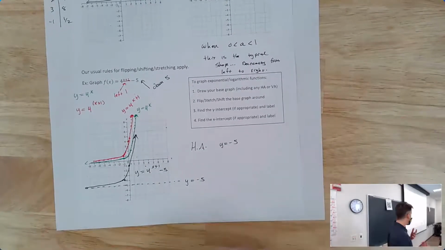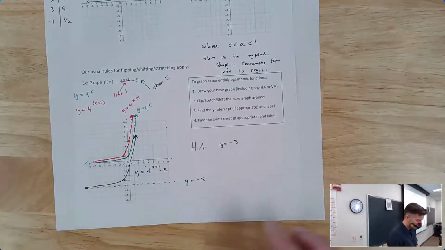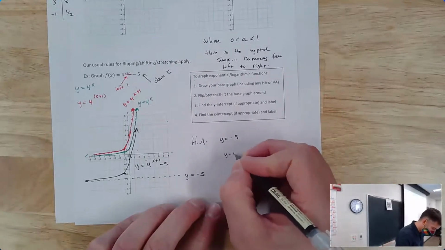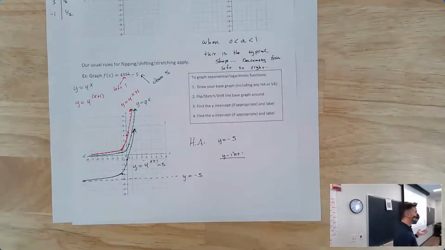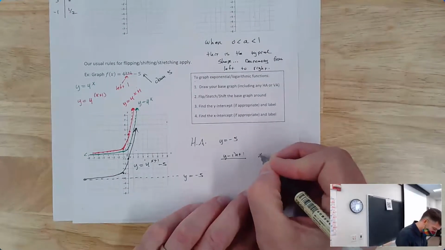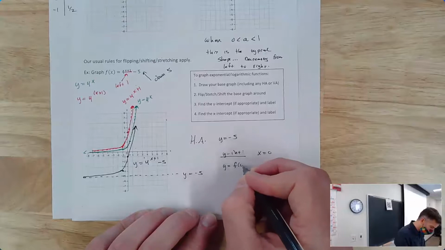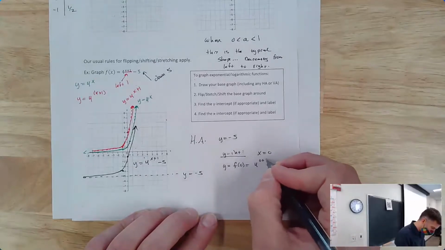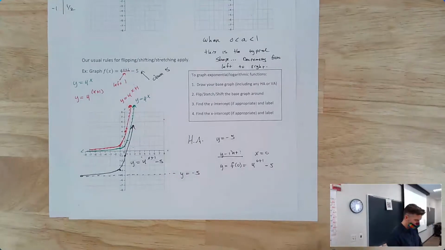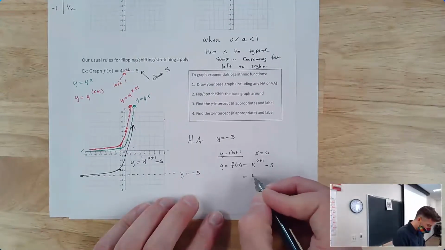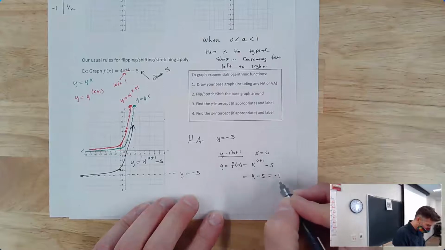So the last thing I'll say is we've shifted this around and now there are some intercepts. There is an x-intercept now. There wasn't before. There is a y-intercept. There was a y-intercept before, and we should find them. So how do I find the y-intercept? How do I ever find the y-intercept? Set x equal to 0. If I set x equal to 0, y is going to be f of 0, which is 4 to the 0 plus 1 minus 5. So that's going to be 4 to the 1 minus 5, which is negative 1.